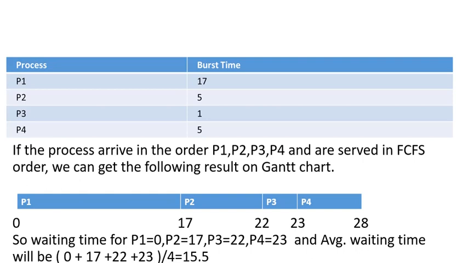So you can see every process starts from 0. Then the first process will run until 17. After that only, the second process will go into the running state.